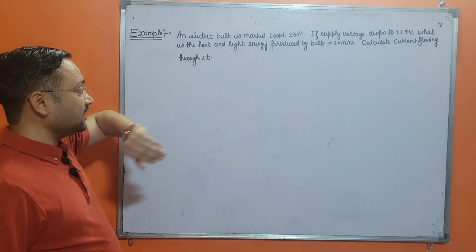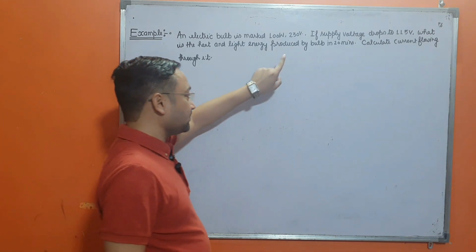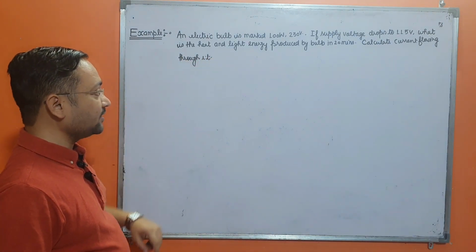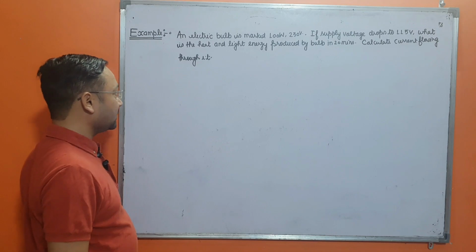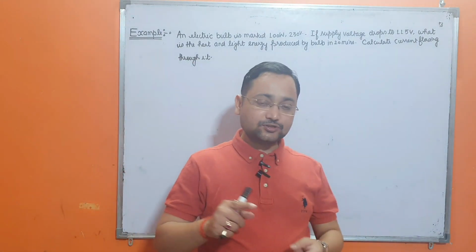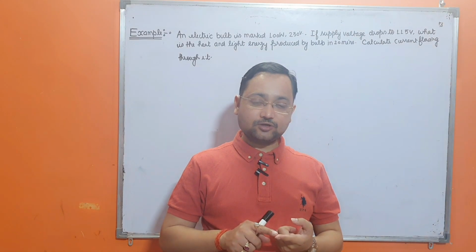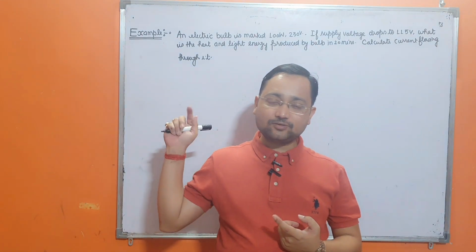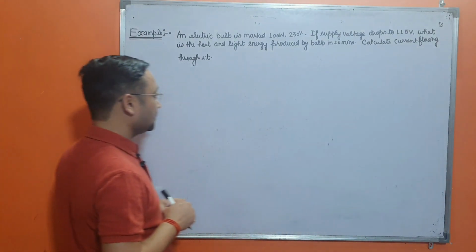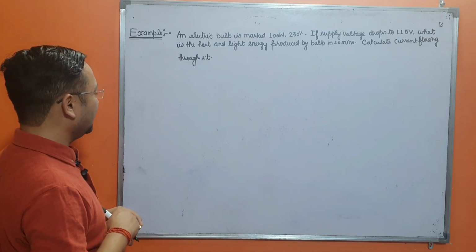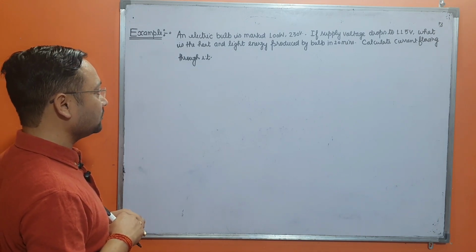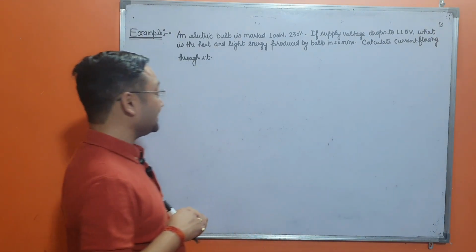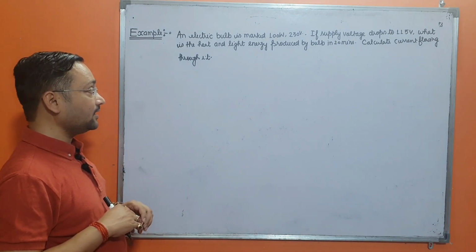An electric bulb is marked 100 watt 230 volt. Its supply voltage drops to 115 volt. What is the heat and light energy produced by the bulb in 20 minutes? Calculate the current flowing through it. The previous question is also from the board papers. It is from, I think, the year 2000, and this is also from the board papers, that is in 1998. An electric bulb is marked 100 watt 230 volt. If the supply voltage drops to 115 volt, what is the heat and light energy produced by the bulb in 20 minutes? Calculate the current flowing through it.